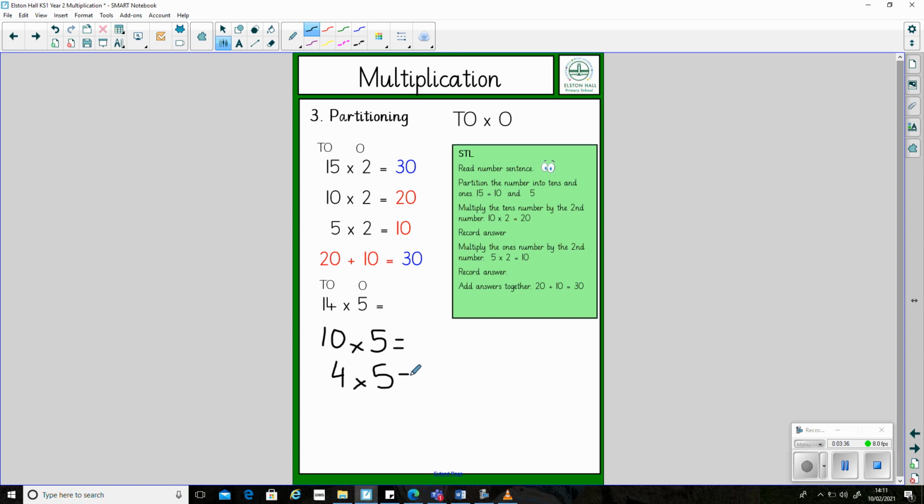To solve these two calculations, the children would use the mental methods they'd been taught previously. They'd put 10 fingers up and count in the pattern of 5, which equals 50. And then they would put 4 fingers up and count in the pattern of 5 to get the answer 20. Once they've solved both of those, to get the final answer, they would add those two numbers together. So 50 add 20 equals 70. So therefore 14 times 5 equals 70.